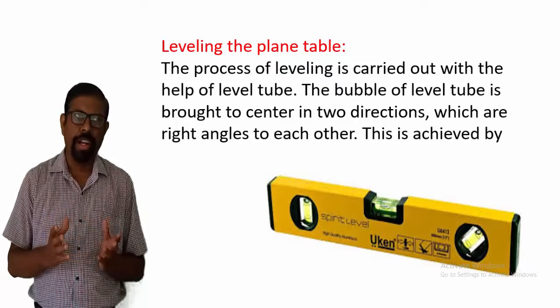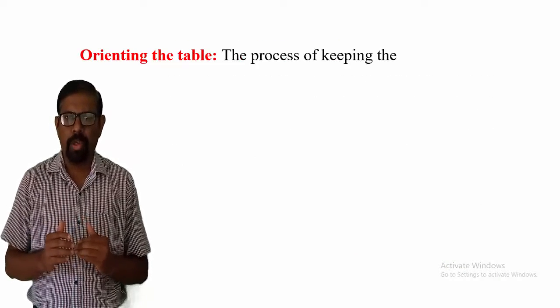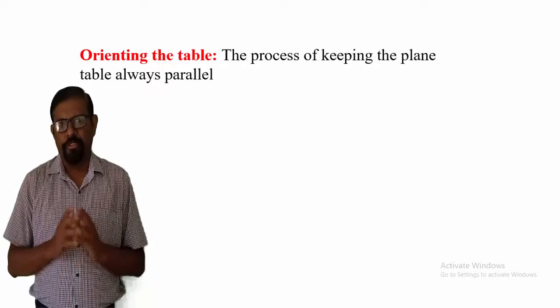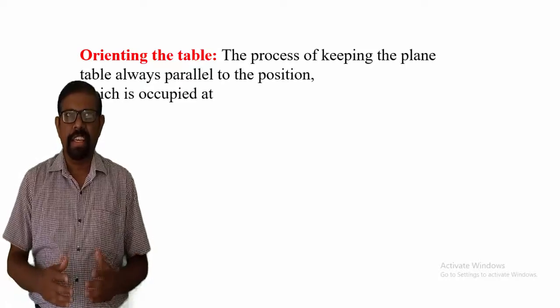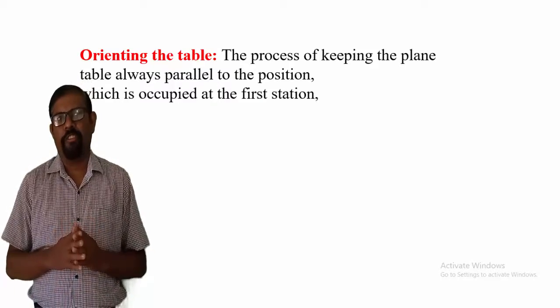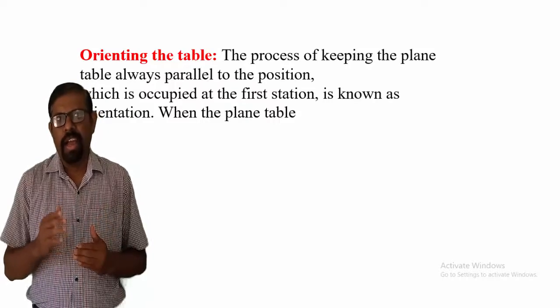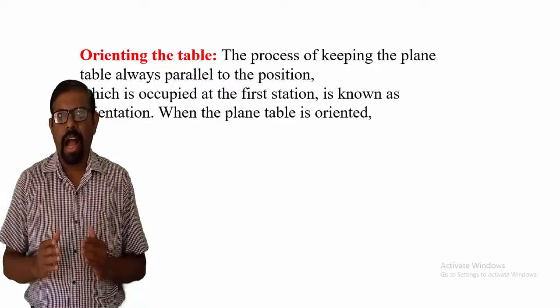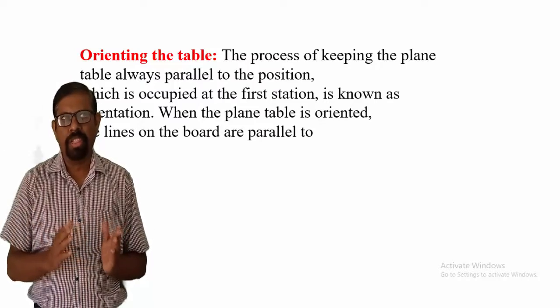Then third is the orientation of the table. The process of keeping the plane table always parallel to the position which it occupied at the first station is known as orientation. When the plane table is oriented, the lines on the board are parallel to the lines on the ground. So this is the orientation.